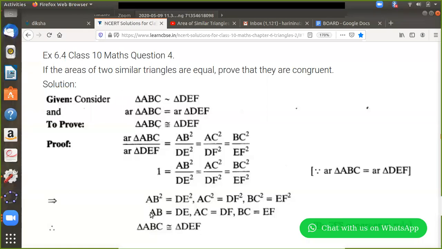So if the three sides of one triangle, AB, AC and BC are correspondingly equal to the three sides of the other triangle, that is DE, DF and EF, then what can I say? They become congruent. I started with similarity and I have ended with congruence. Only because it is given it is similar, I am able to apply this theorem.